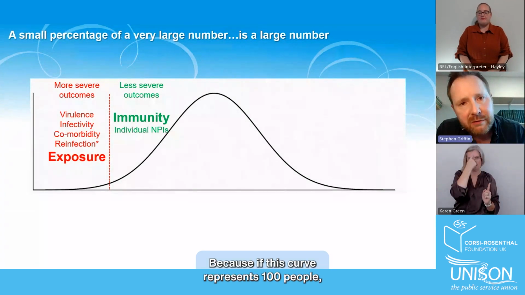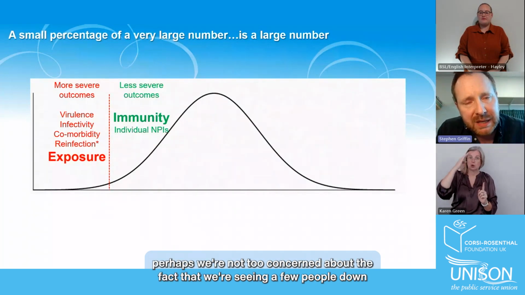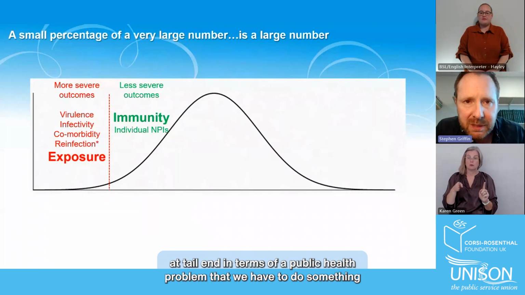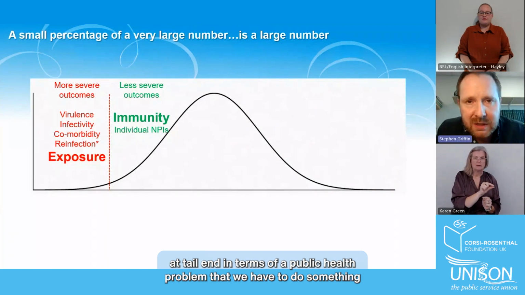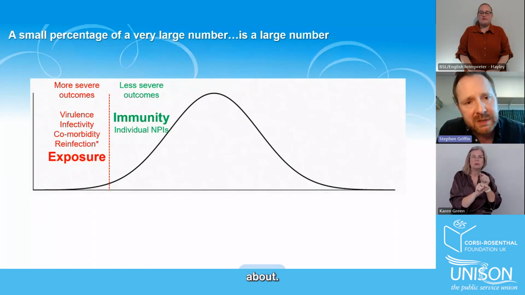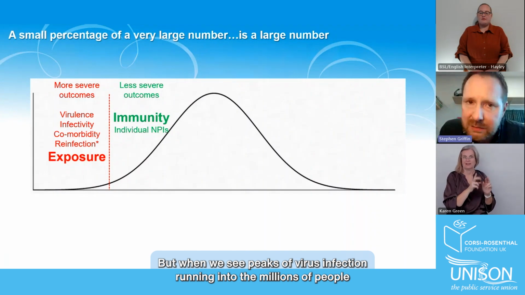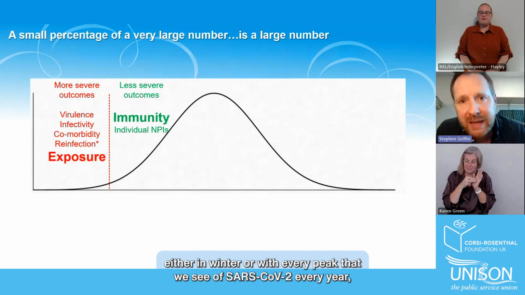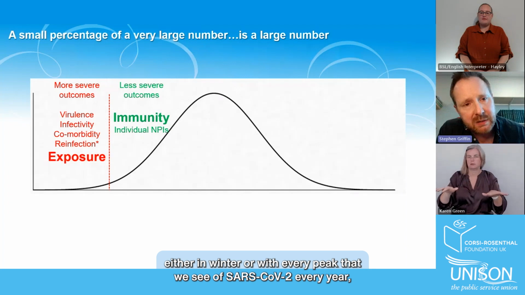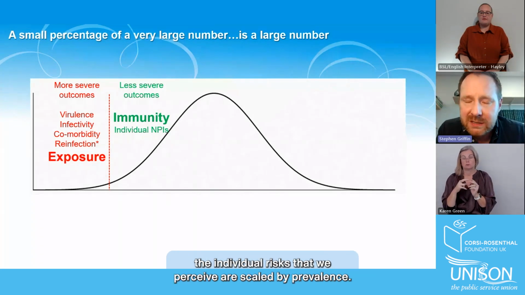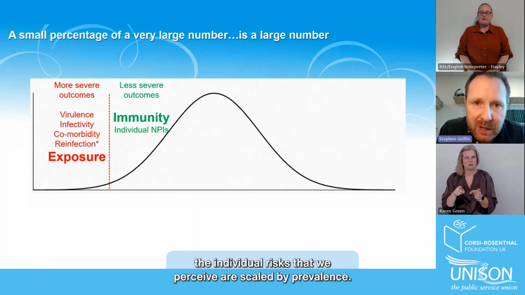Because if this curve represents 100 people, perhaps we're not too concerned about the fact that we're seeing a few people down at that tail end in terms of a public health problem that we have to do something about. But when we see peaks of virus infection running into the millions of people, either in winter or with every peak that we see of SARS-CoV-2 every year, this really does become a problem because the individual risks that we perceive are scaled by prevalence.